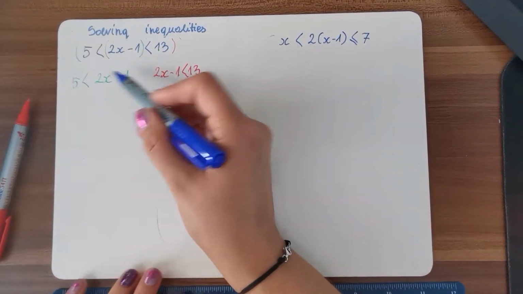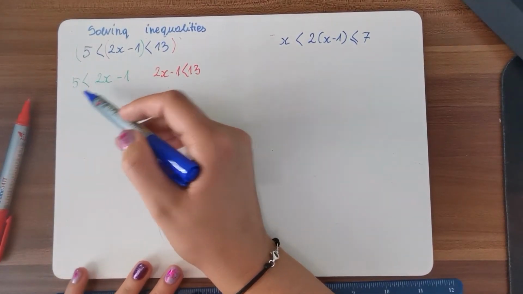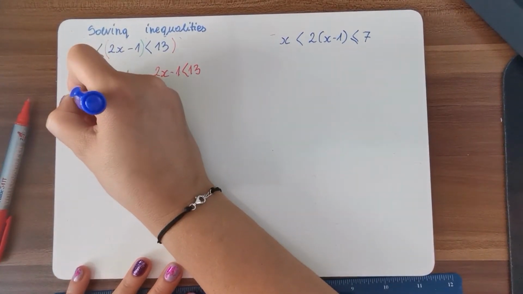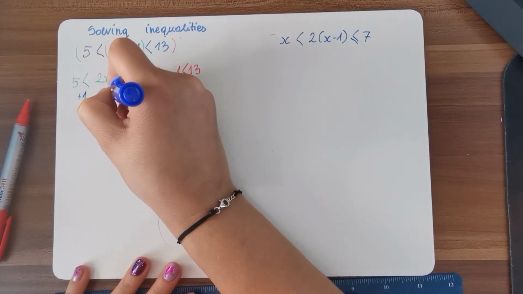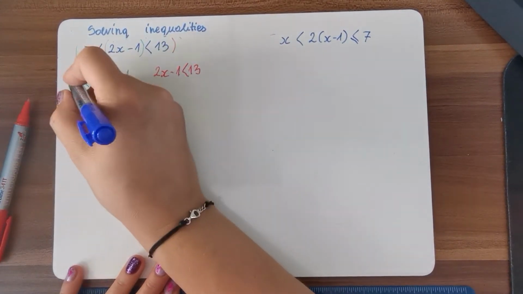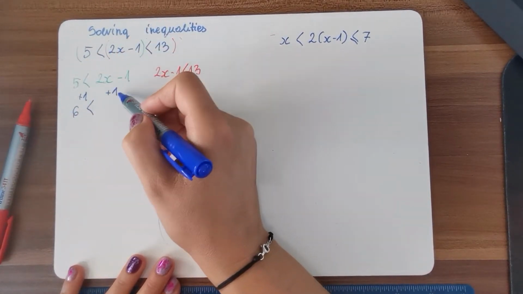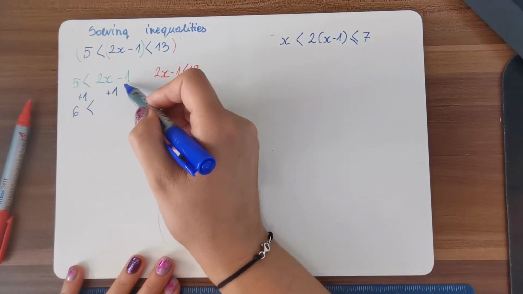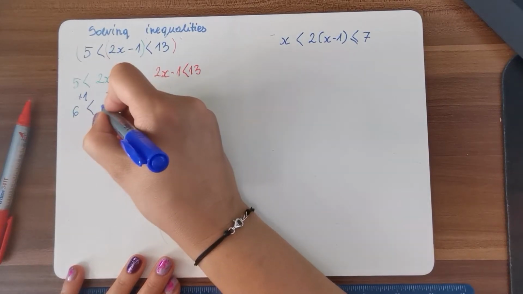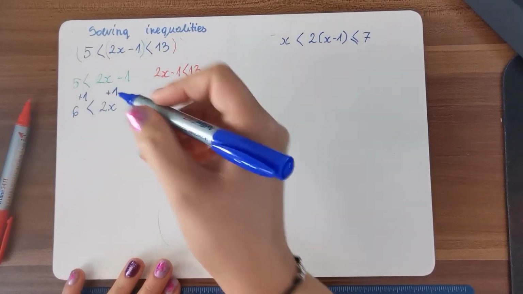So the first step, we need to have numbers on one side of the inequality. So we need to add 1 to both sides of our inequality. We will get 5 plus 1, 6, must be smaller than 2x minus 1 plus 1. We can cancel out those numbers, so we will stay only with 2x.